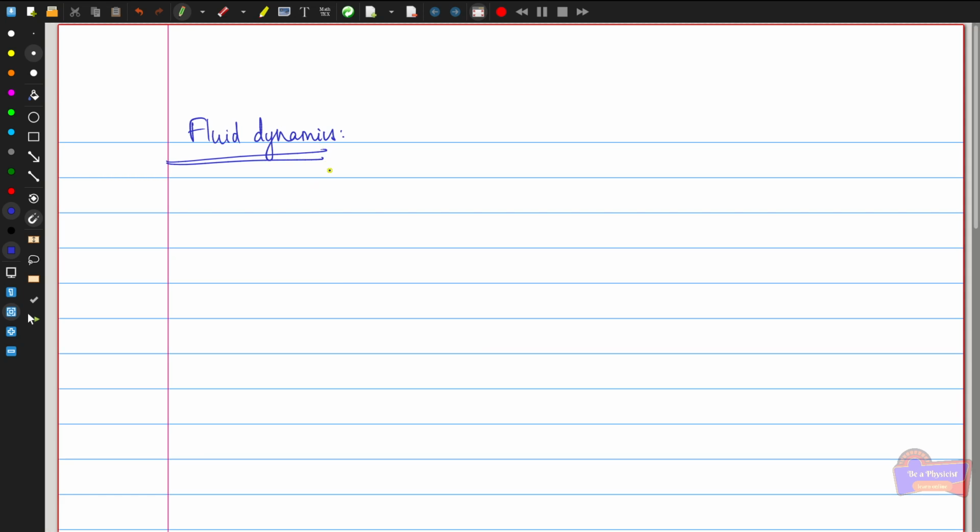Good day to everyone. In the last unit, we discussed one of the properties of fluid, which is called viscosity. We studied the viscosity of fluids and how to determine the coefficient of viscosity with the different methods we have seen in the last unit.